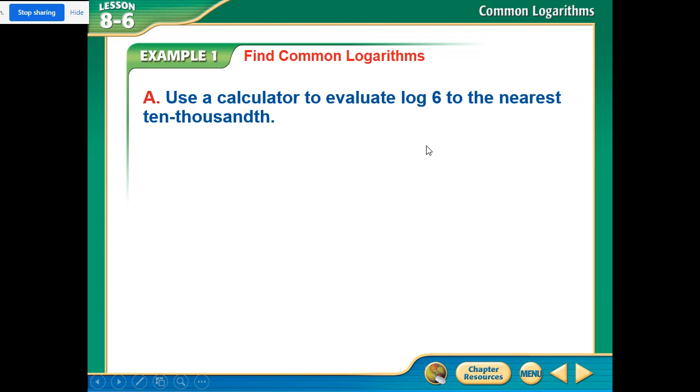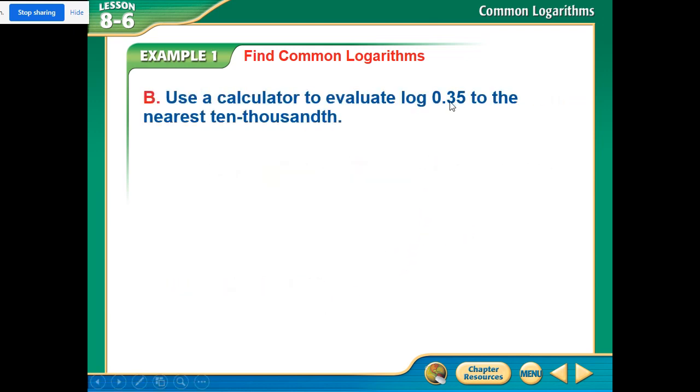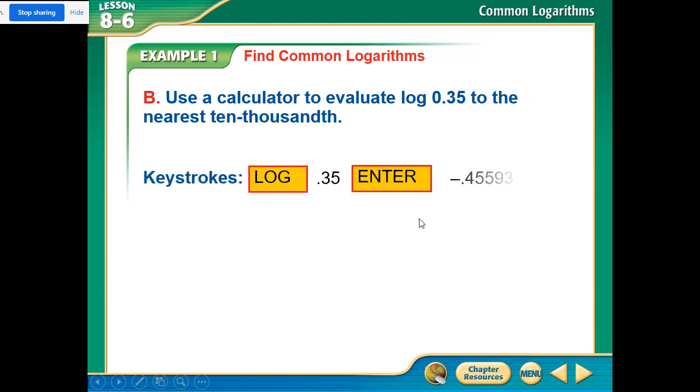And so there's no base here. And so when you type this in the calculator, you can just hit log of 6. You do not have to do log of 6 divided by log of 10. You can if you want to, but you don't need to because it's already given that it's base 10. So you're just typing log 6, enter into your calculator, and we get this long decimal. And again, we round to the nearest 10,000th, so 4 decimal places, so 0.7782 should be what we have here. Yep. And we can do it with the log of 0.35, and you enter it and you get negative 0.4559.